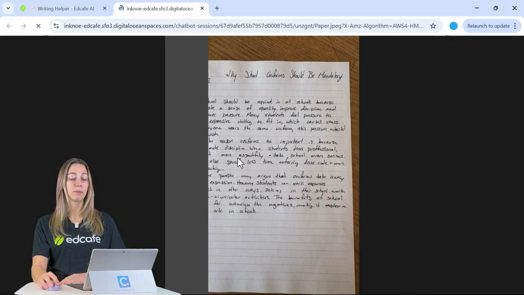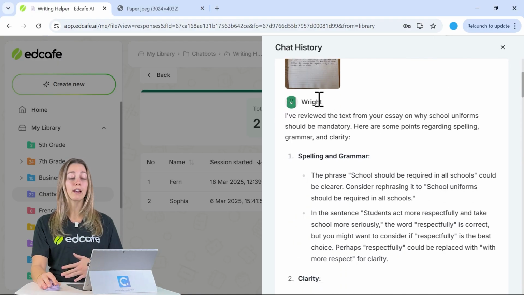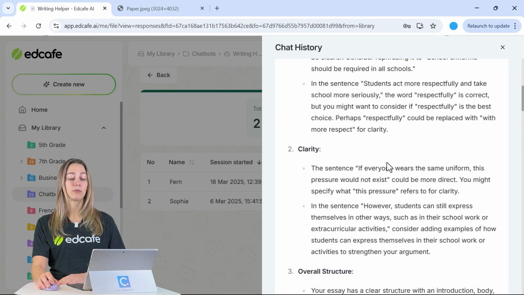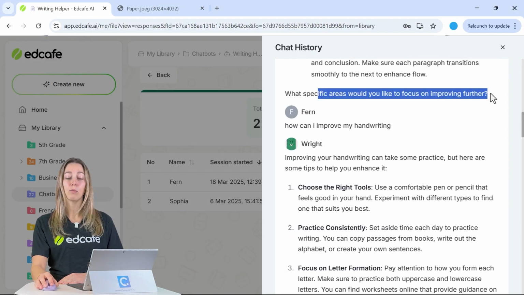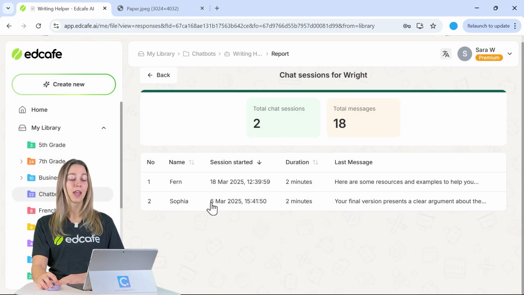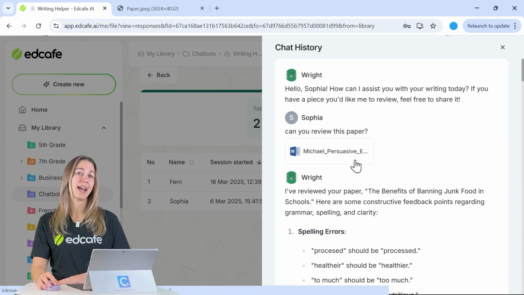So here we have an image of some handwritten work, and the AI is able to analyze that and provide some different spelling and grammar, clarity, and structure feedback, along with asking what areas they want to improve further. In addition, students can also just upload a Word document as well to get some feedback.